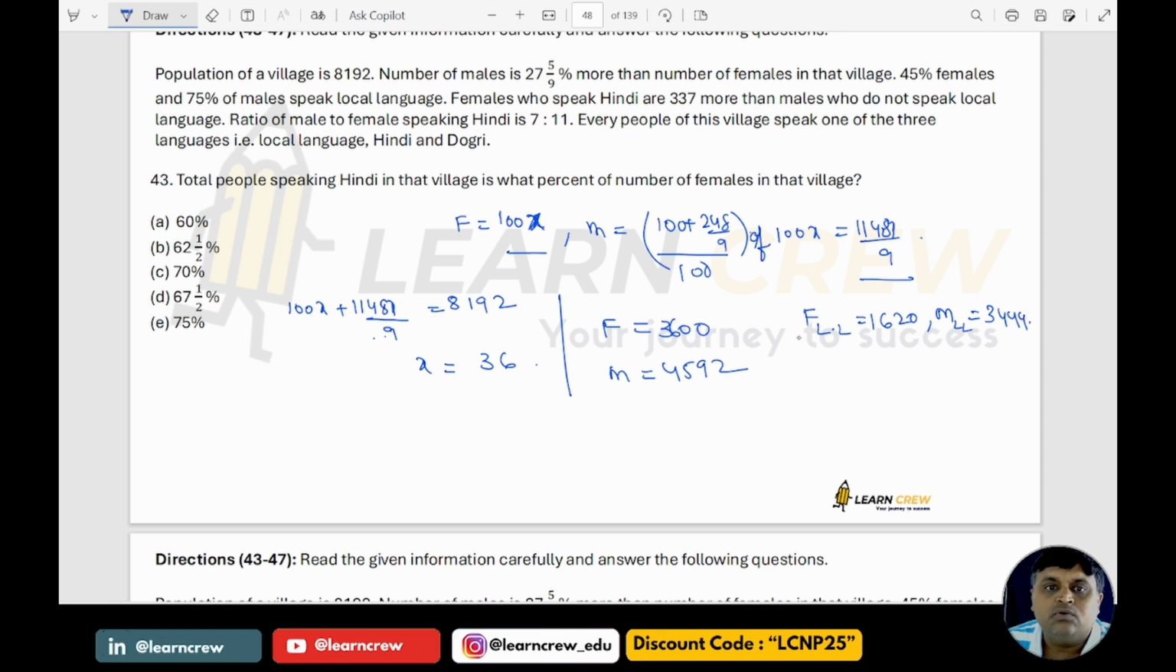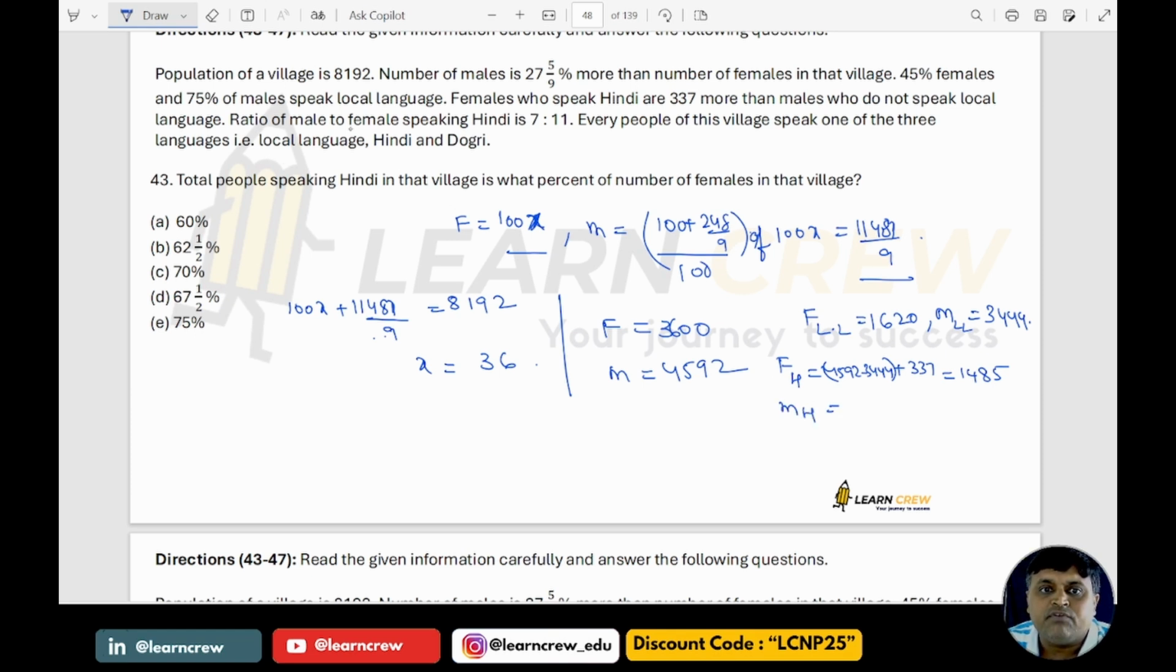Now it is given females who speak Hindi are 337 more than males who do not speak local language. So males who do not speak local language is the difference of these two. Female speaking Hindi is 337 more than the difference of 4592 and 3444. So 4592 minus 3444, and if you add all these things, you will get 1485 females who are speaking Hindi. And male speaking Hindi.